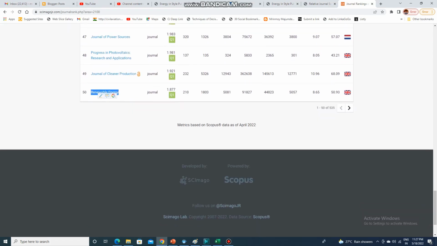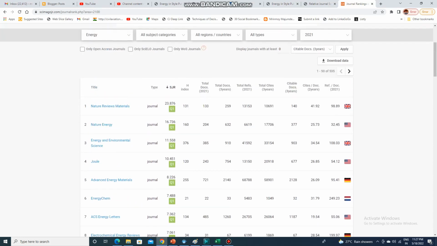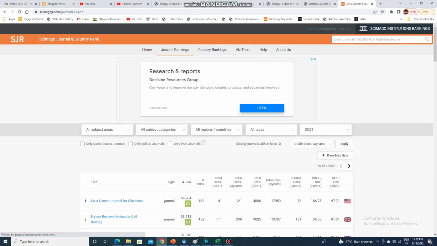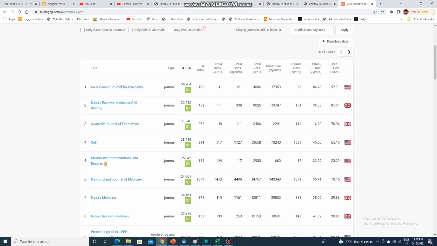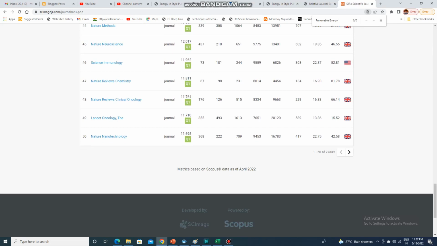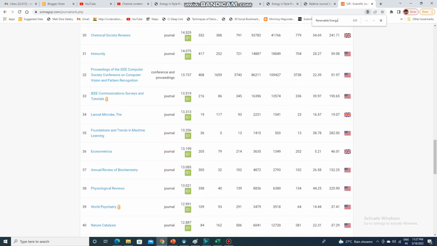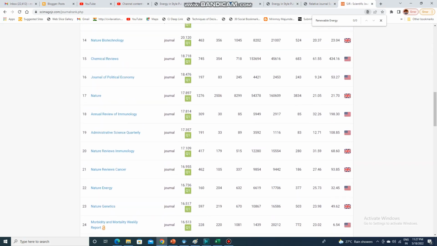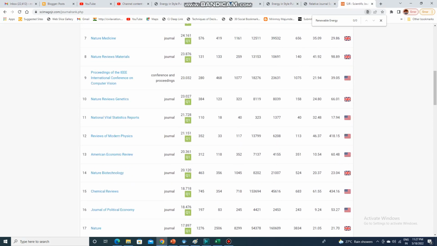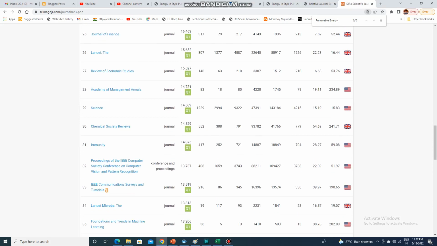So if I select all subject areas, and then you go for Renewable Energy, you will not find it in the top 50 journals. So look at the differences. All the top 50 journals are from life science or biological science or science related journals, corporate, political science. All these are there, but there is no energy journal in the top 50.